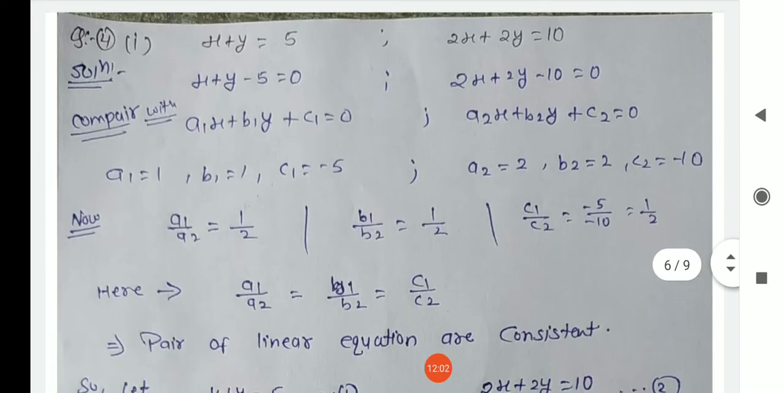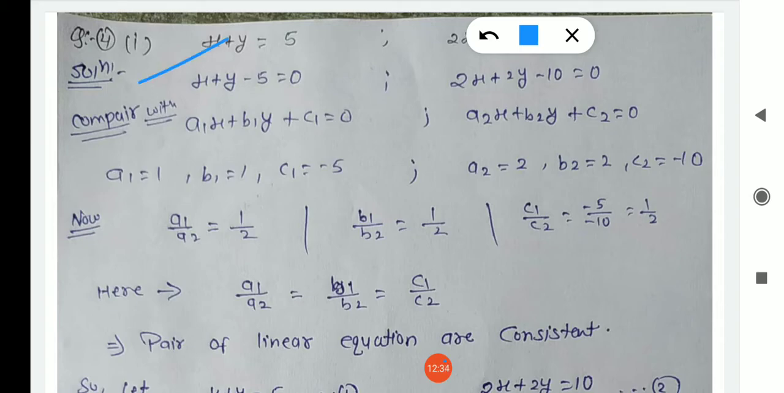Now we start question fourth. Fourth is: which of the following pairs of linear equations are consistent or inconsistent? Same as question third, you have to check whether they are consistent or inconsistent. If consistent, that is, if your equations are consistent, then obtain the solution graphically, so you have to solve it graphically. So first we check whether the pair of linear equations is consistent or not. So first we check it. So x plus y equal 5 and 2x plus 2y equal 10. So first we arrange in general form.